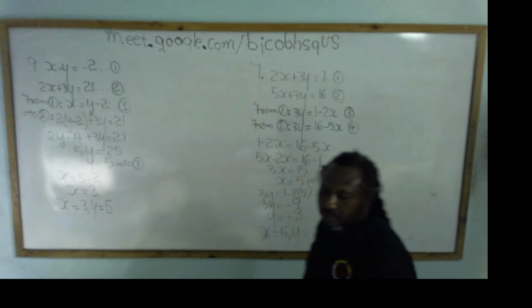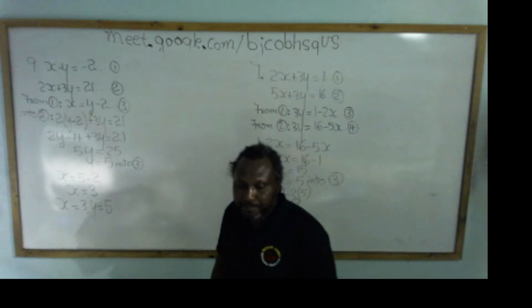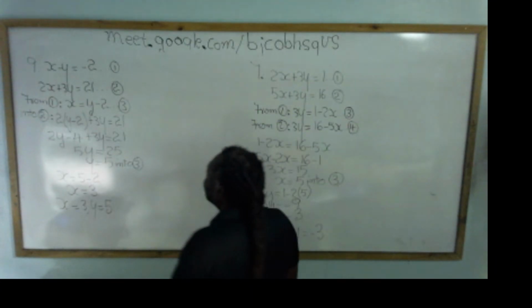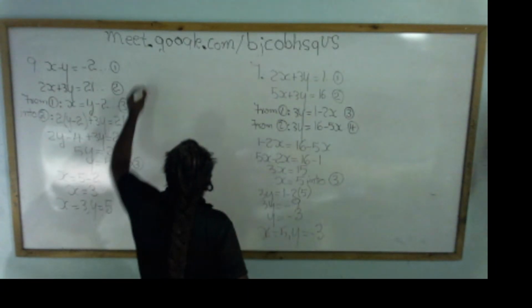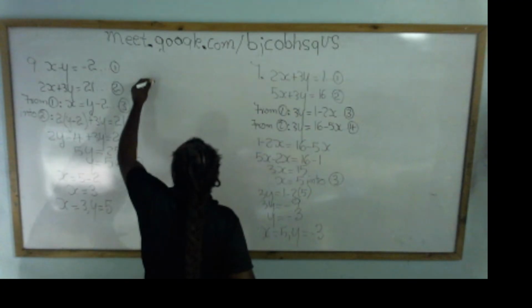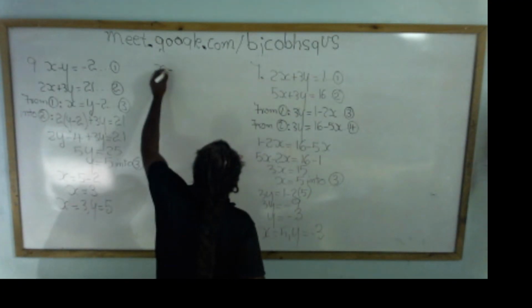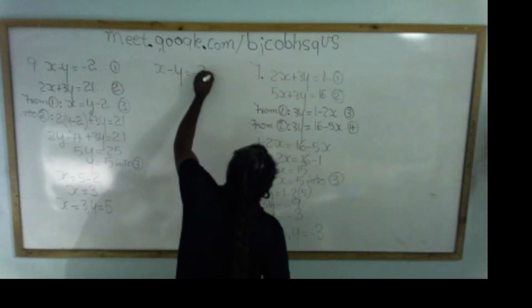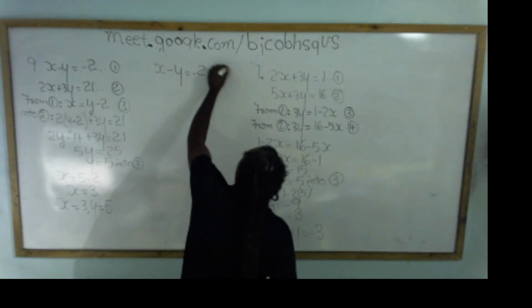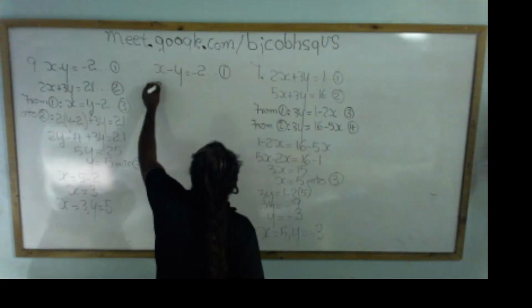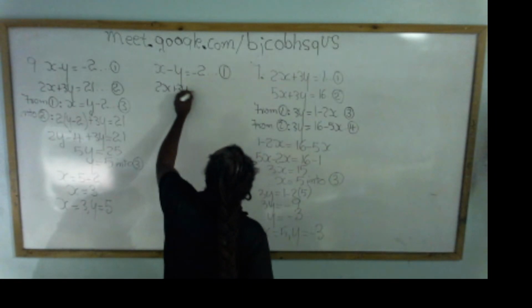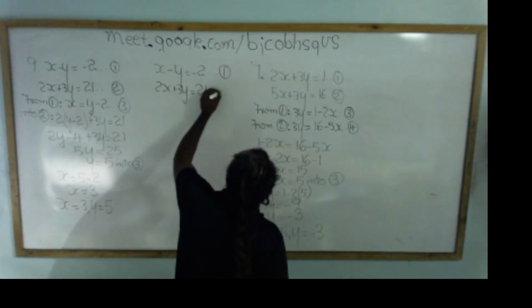Let's go. Now, as I said before, the same number 9. X minus y is equal to negative 2. That is your equation 1. And 2x plus 3y is equal to 21. And that's your equation 2.